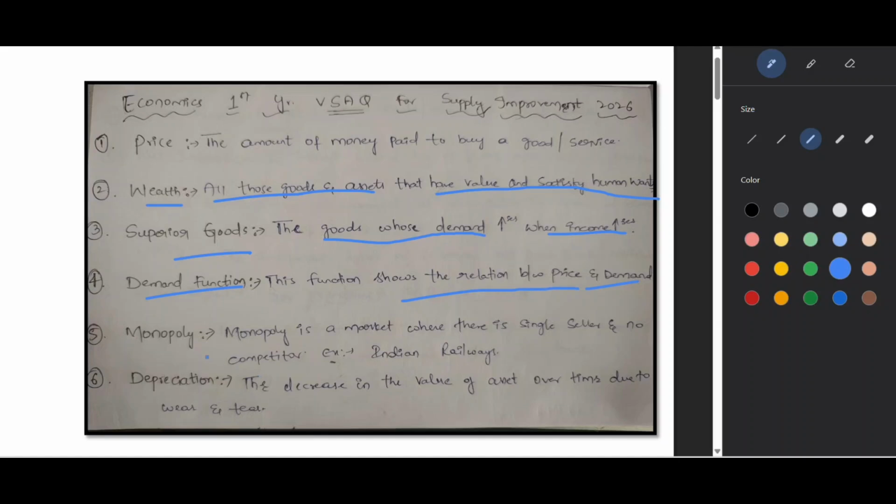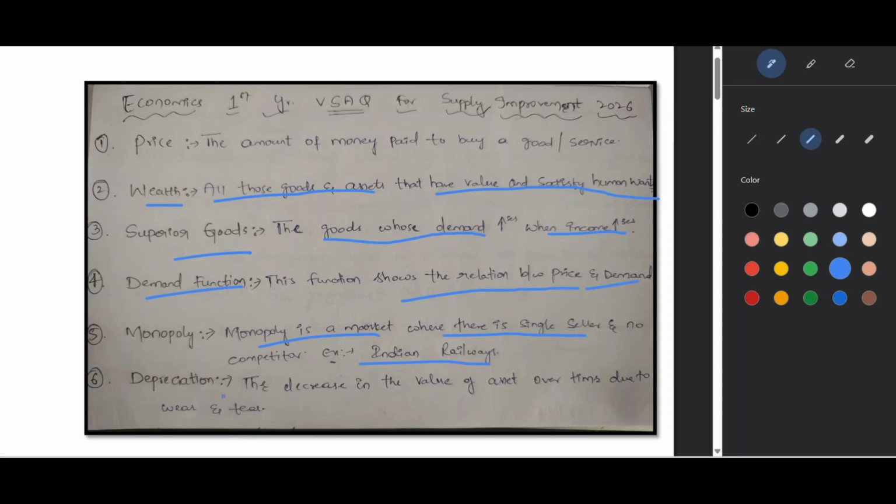Next, monopoly. Monopoly means it is a market where there is a single seller and no competitor. For easy understanding, you can take the example of Indian Railways. As we all know, there is no company which operates the Indian Railways. Only the Government of India itself is operating the Indian Railways. So there is no other competitor.